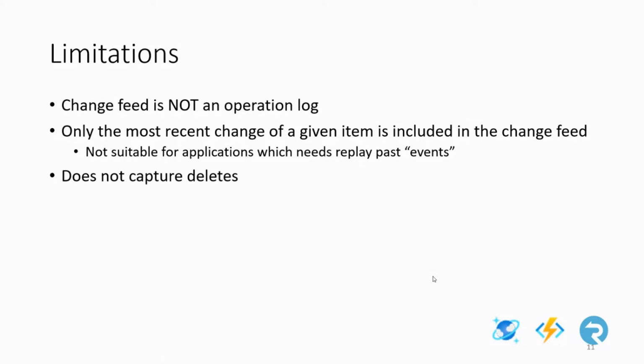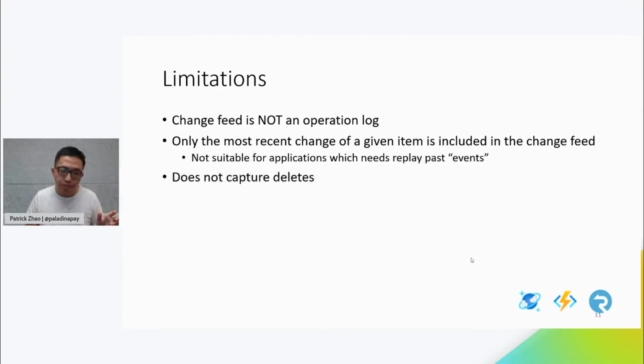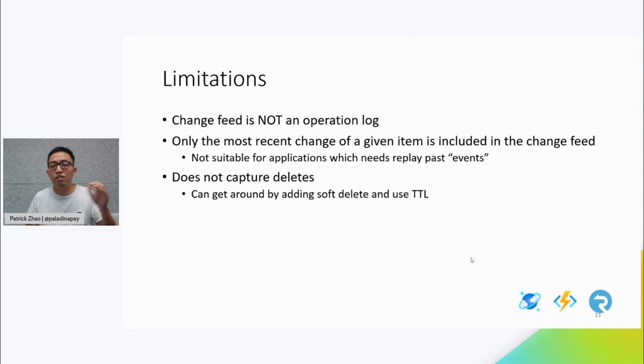And the change feed in Cosmos does not capture the delete. So this is annoying, but there's a way to get around it. The way to get around it is that we can have an isDeleted flag on each document that we store in our Cosmos container. And whenever we try to delete an item, we don't actually remove it from the container, but we set the flag isDeleted to true. So it's treated as an update.